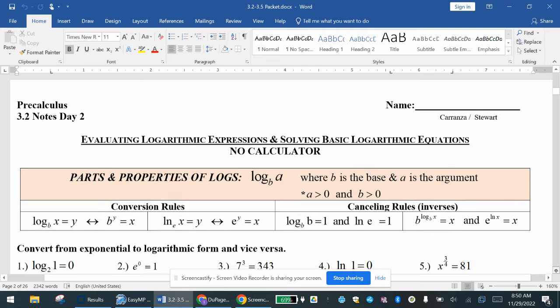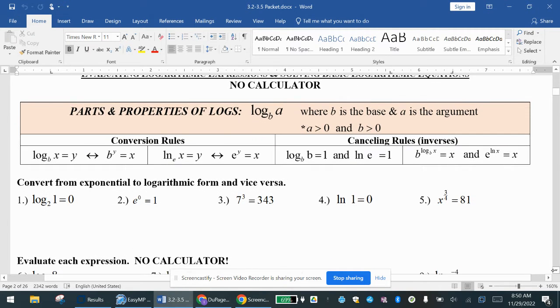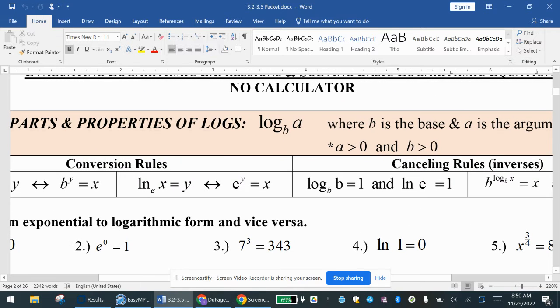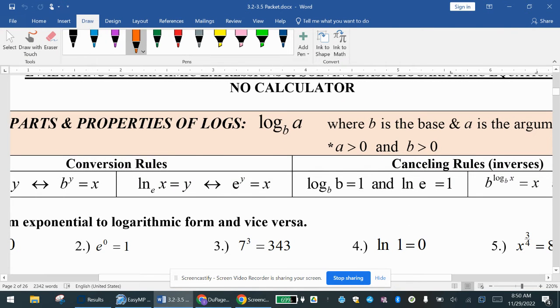All right, the first thing I want to go over is some vocabulary for a log, okay? So a log has a couple of important pieces to it. Every log has a base, okay? So the number at the bottom is called the base. Whatever you're taking the log of, so this is log base b of a, that one is called the argument. Okay, so the small number under the log is the base. The other number that they're taking the log of is the argument.